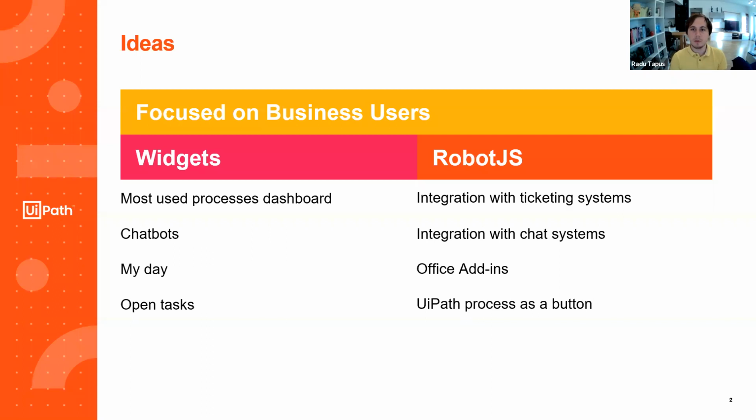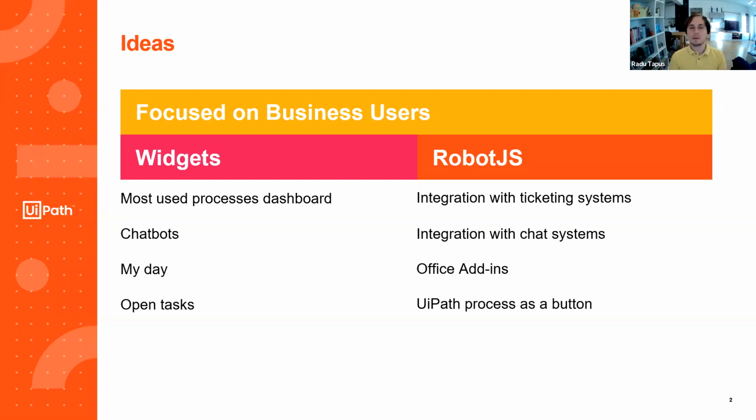So that's about widgets. About robot.js, some ideas would be integrating with ticketing systems. For example, for support, we are using Salesforce. But if you want to escalate something to the dev team, you have to go to Salesforce, take all the details, add them in Jira and so on. So it's a kind of repetitive task. It would be nice to have a button right there, like "escalate with the robot." You press that button and it runs a process that copies those specific details and pastes them into Jira, just for the ticket that you have opened.